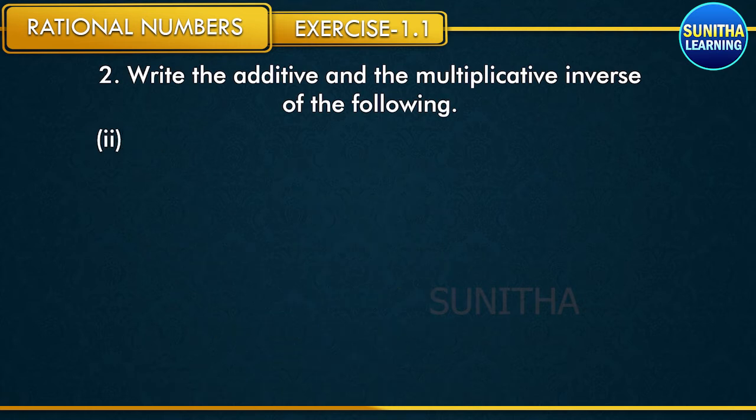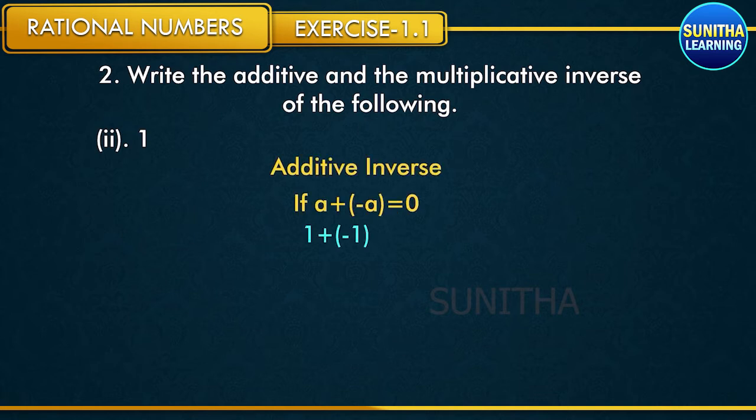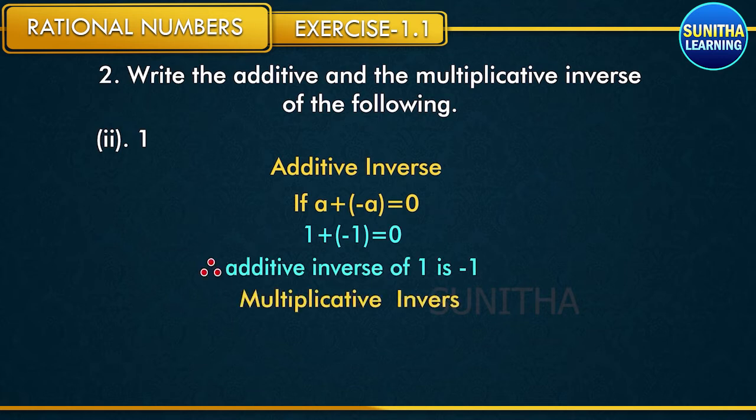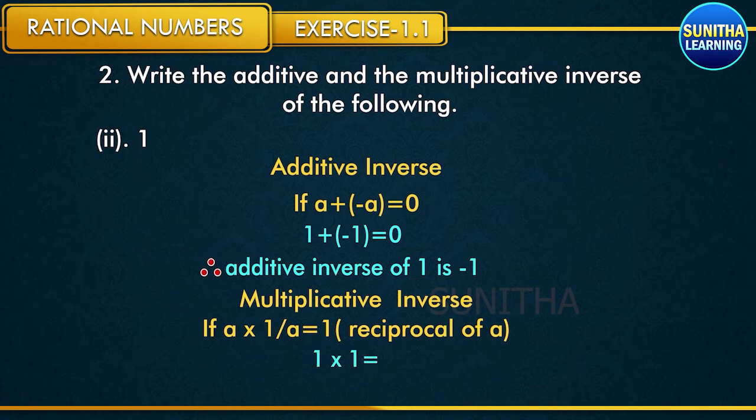Second one, next. What is the additive inverse of 1? The additive inverse of 1 is minus 1. Clear? If you add minus 1 to 1, then you are going to get 0. For 1, what number do I need to multiply so that the answer I get is 1? 1 into 1 will give 1. So for 1, the number itself is the multiplicative inverse.